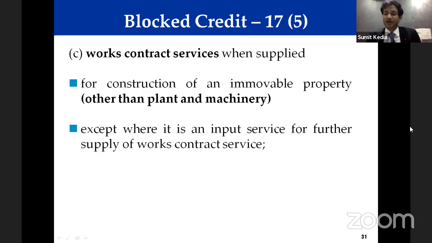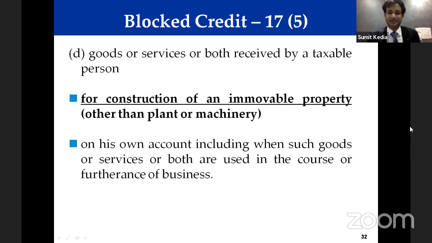I'm a developer, I provide works contract service, and if I avail a works contract service, I will be allowed credit. Although, provided I am not under the restricted notification where they said for builders, if they take a lower rate of GST, they will not be able to take ITC. Similarly, next entry, I will discuss these two entries in detail together.